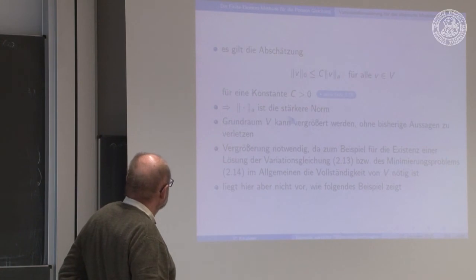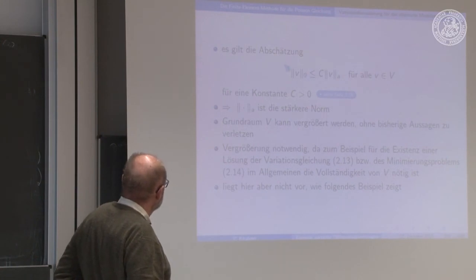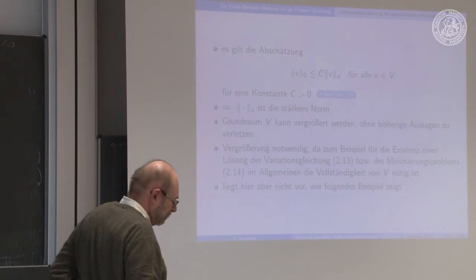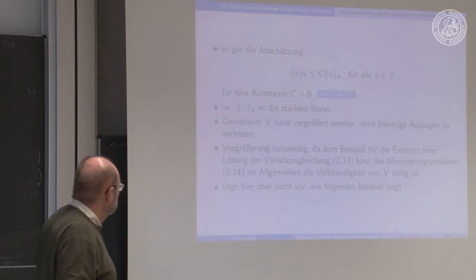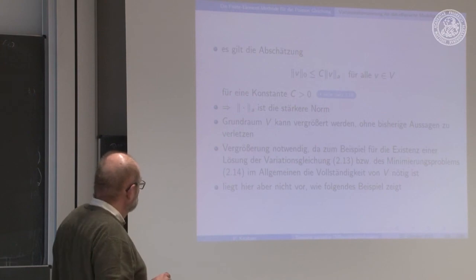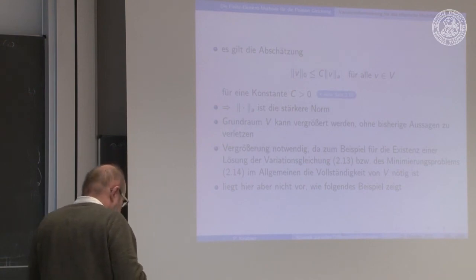Okay, this is what I said. There is this estimate, and we will show this estimate a little bit later. That is then in this context called the Poincaré, or is related to the so-called Poincaré inequality. So we cannot yet be satisfied with the space what we have.